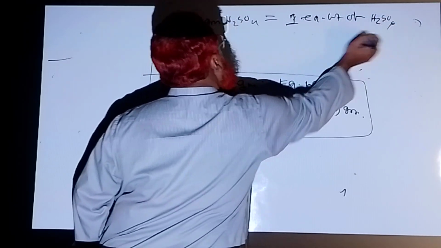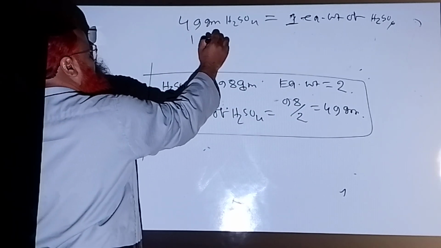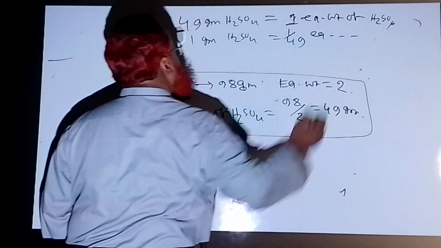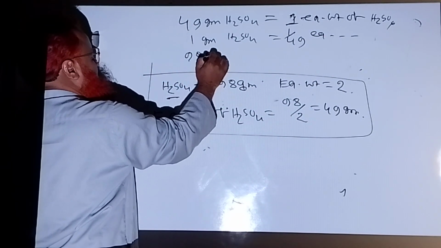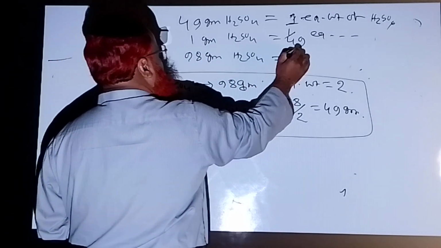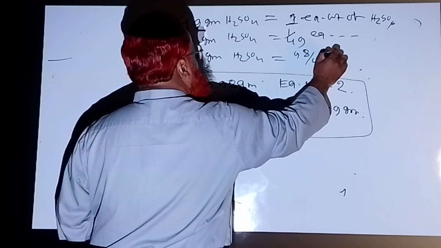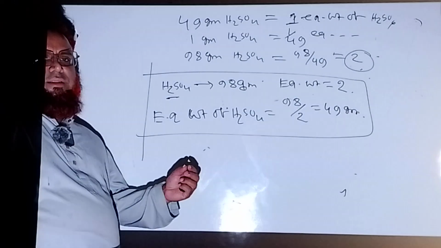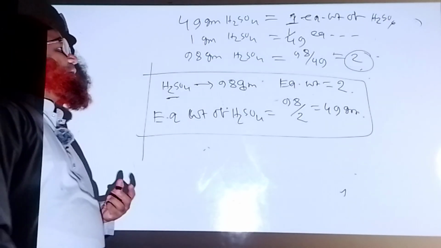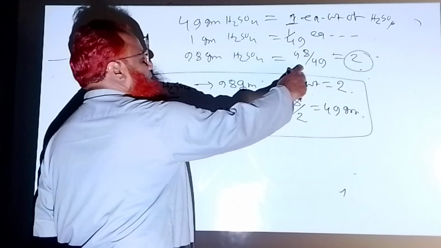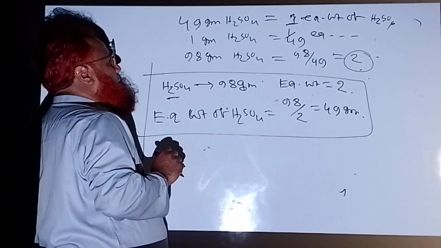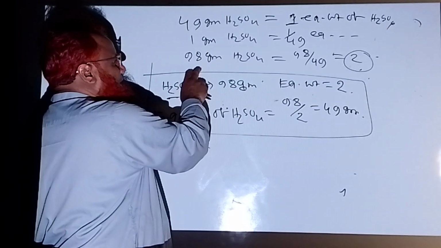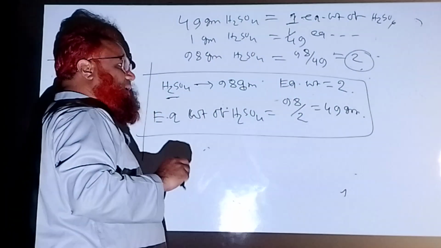It's very simple. So, 1 gram equals what? 1 by 49. Now, 98 gram equals what? 98 by 49, that is 2. So, the number of equivalent weights present in 98 gram H2SO4 is 2. If 49 gram H2SO4 is 1 equivalent weight of H2SO4, then 98 gram is 2 equivalent weights.